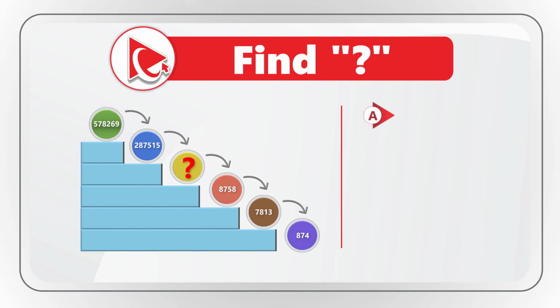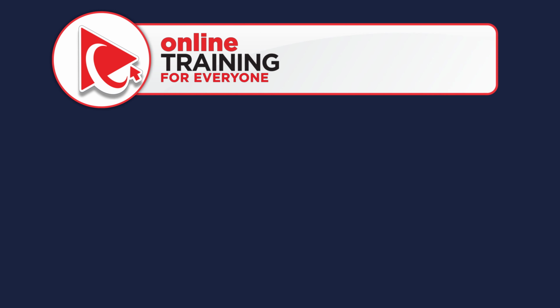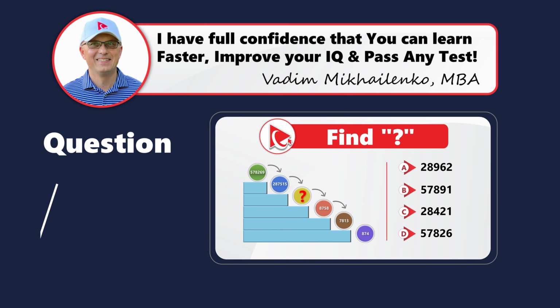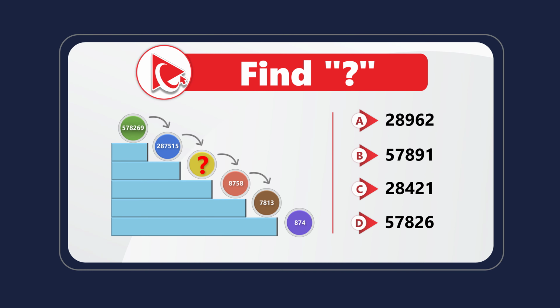Choice A, 28,962. Choice B, 57,891. Choice C, 28,421. And last but not least, choice D, 57,826. Take a close look to see if you can complete the calculations. And on my side, I am moving forward to share with you my version of the solution. And obviously, if you have a better way to solve it, please make sure to post in comments.